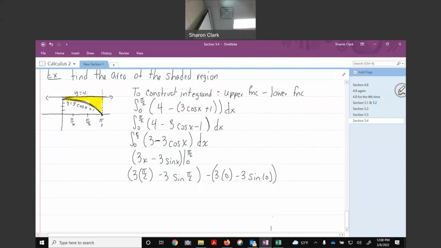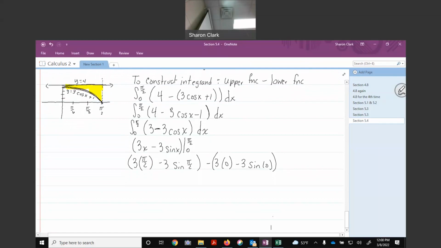Okay. So that gives me 3 pi over 2. What is sine of pi over 2? 3 times 1 minus 0 minus, what's sine of 0? 0, because it starts in the corner. So that's 3 pi over 2 minus 3. And that is your answer. Square units.